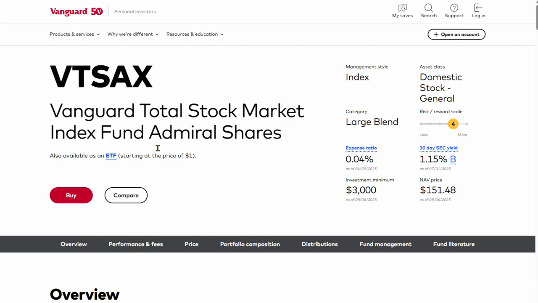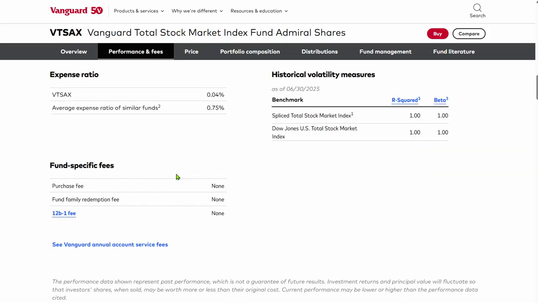So I'm up here in Vanguard and I just want to point out some things here. First is the expense ratio, and you can see it's 0.04%. That's called 4 basis points, and that is low. That's a very low fee. The initial investment minimum is $3,000. If that's too much, then you could go with the ETF where you could start with $1. Information here that you can look at.